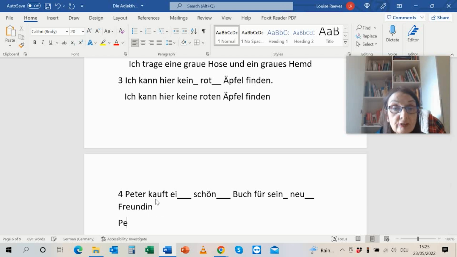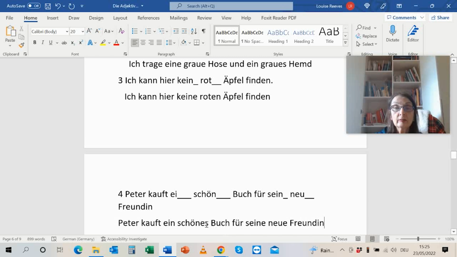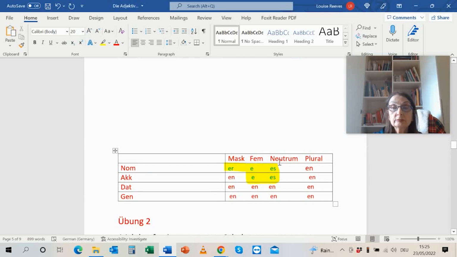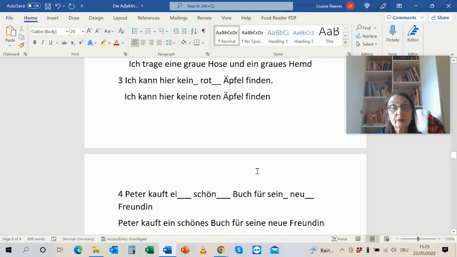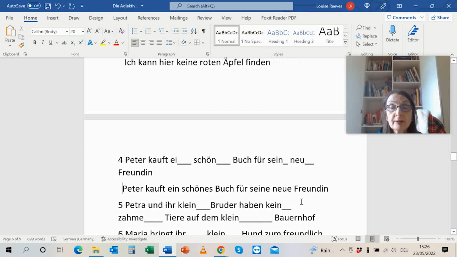So then I will be writing Peter kauft ein, because it's neuter, schönes, because it's neuter, für, now feminine, seine neue Freundin. There you have es, remember? Nominative and accusative, neuter. Now if you want to check again, look, and the rest are all in. Now I hope this is doing that young lady the world of good, and you don't need to fear your German exam. Now the next one is about Petra.